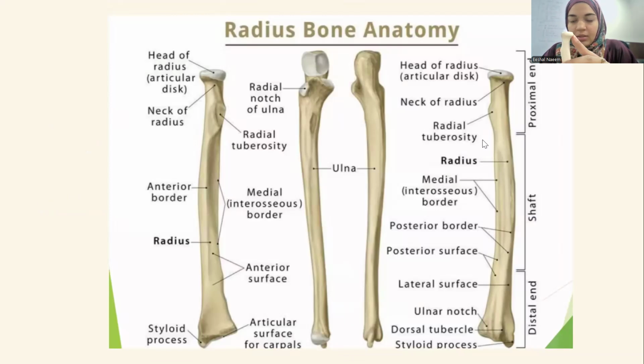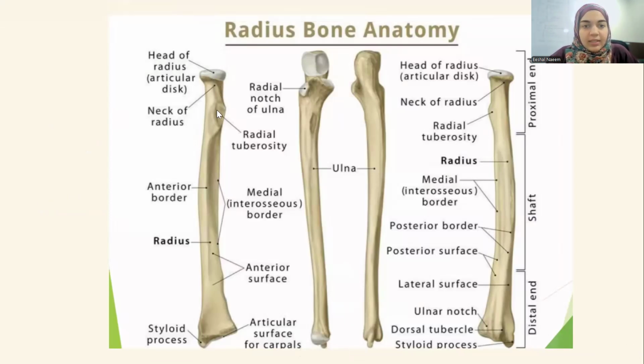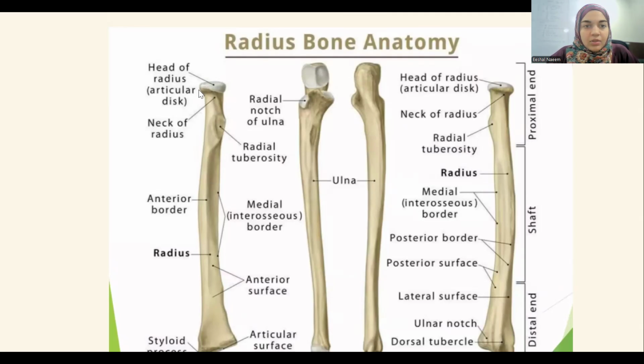Here there is a head, and inferior to the head we have the neck, and then that neck extends out a bit to show you the radial tuberosity, right? So here you can see the neck, the head, and this is the radial tuberosity. So this is the radial tuberosity, this is your head, and this is your neck, right?